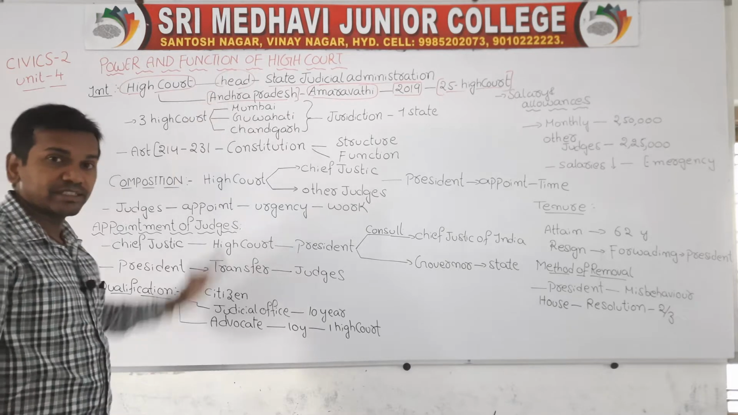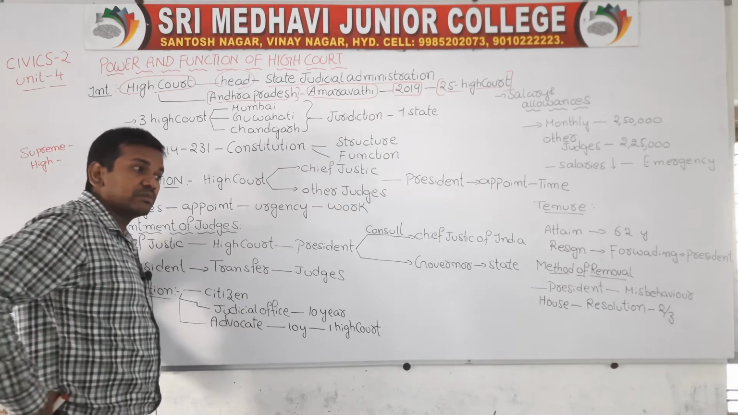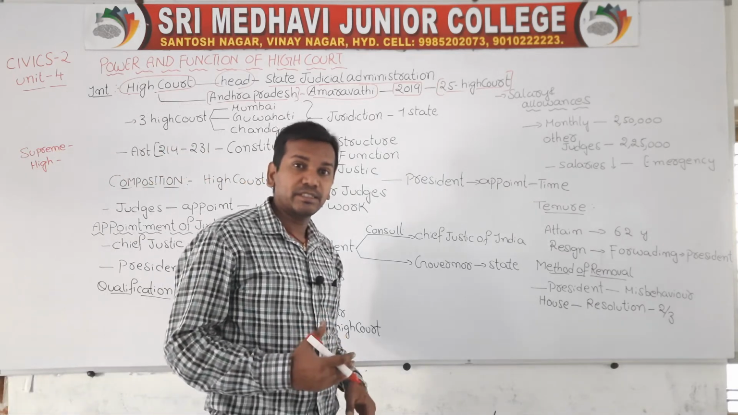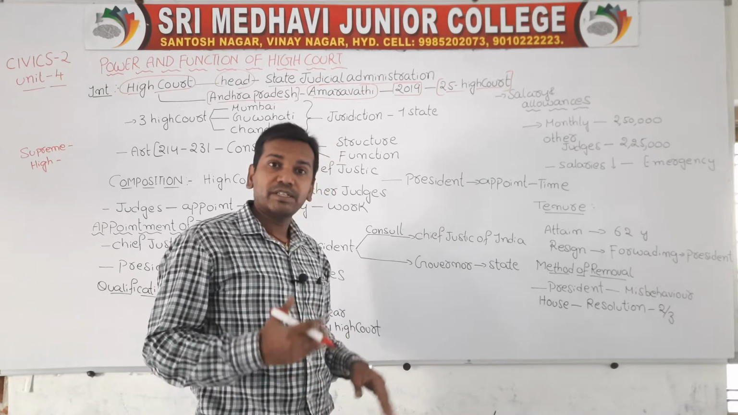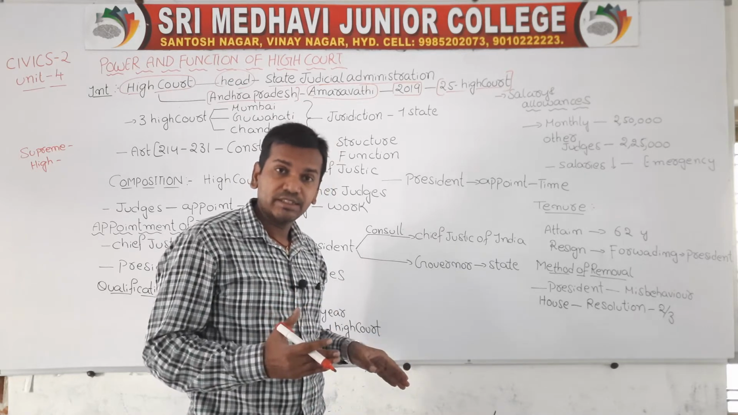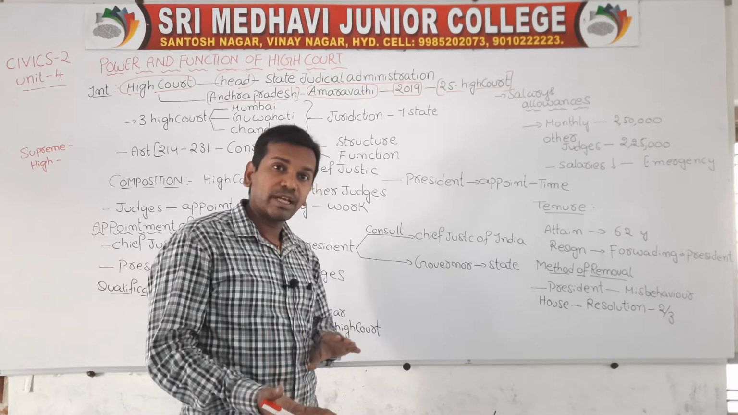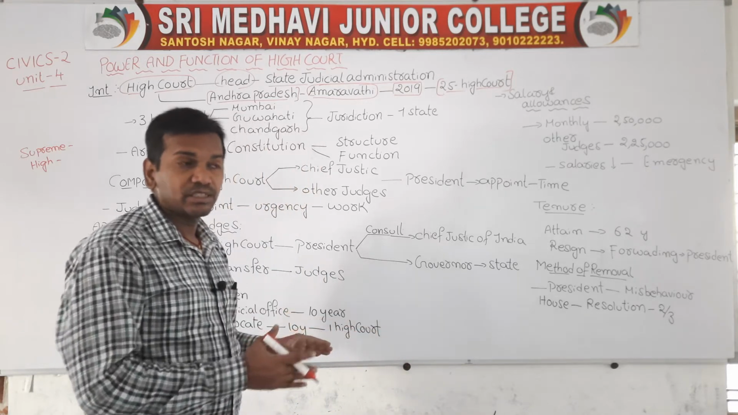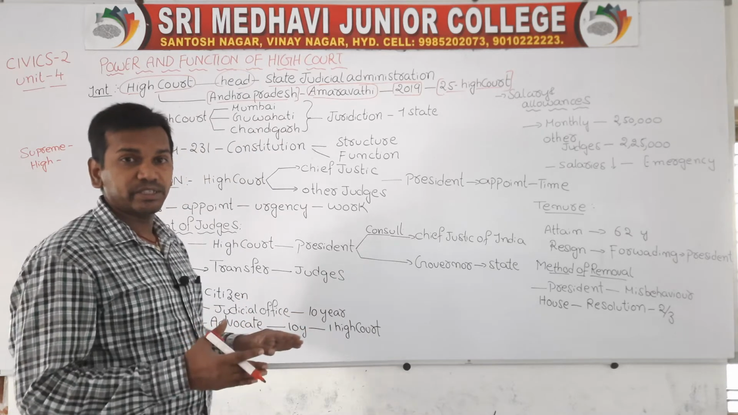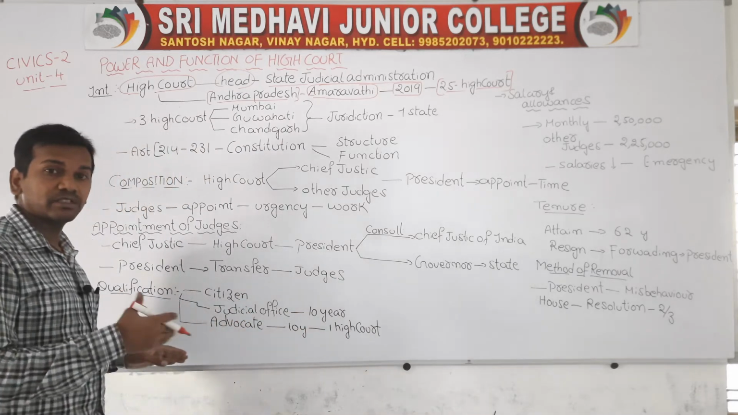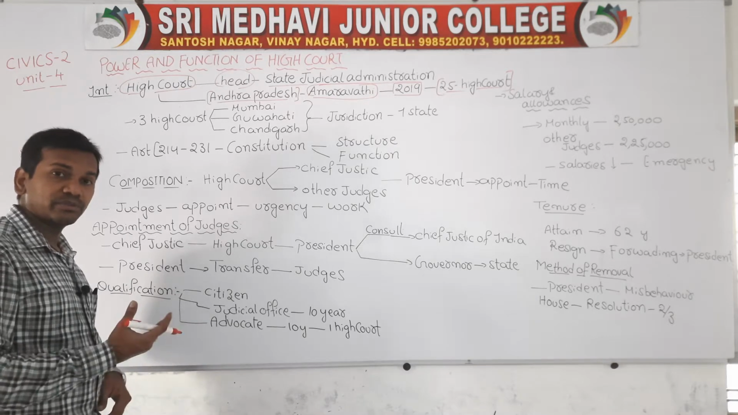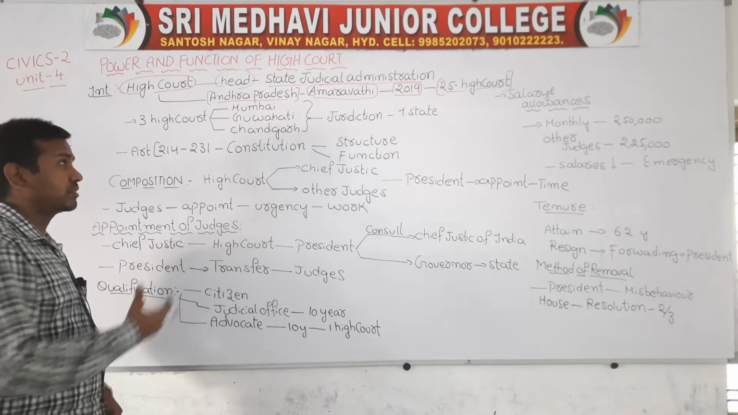And similarly Chandigarh. Chandigarh is a union territory, we know. Chandigarh is the capital of Punjab and Haryana. In Chandigarh we can find a High Court which serves both Punjab and Haryana. So these are the High Courts which will serve more than 1 state. The jurisdiction is not only in 1 state, the jurisdiction covers more than 1 state. So this is one point.